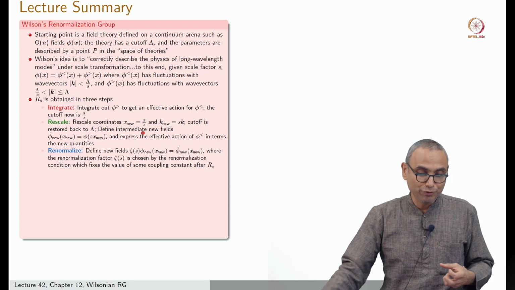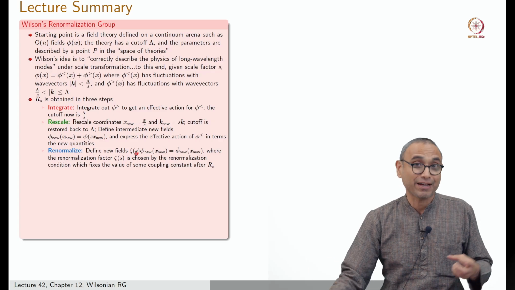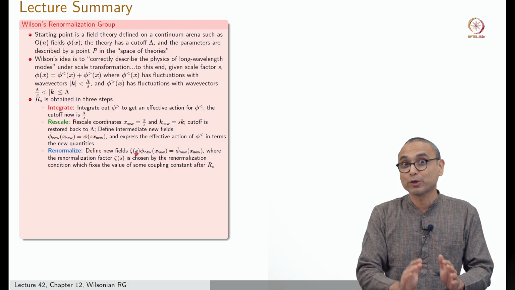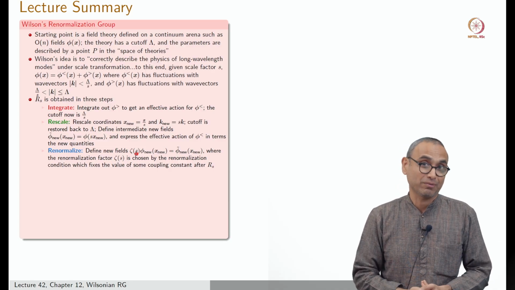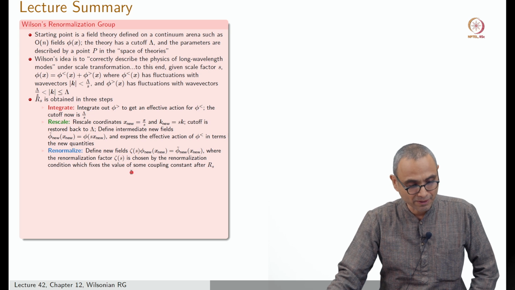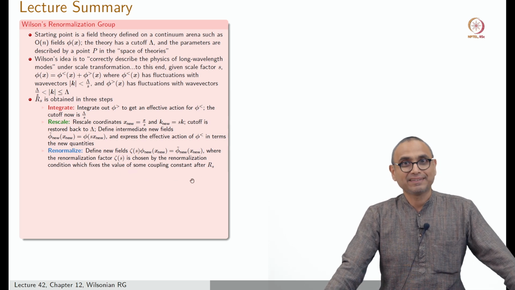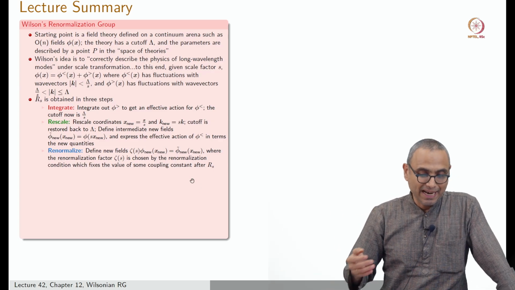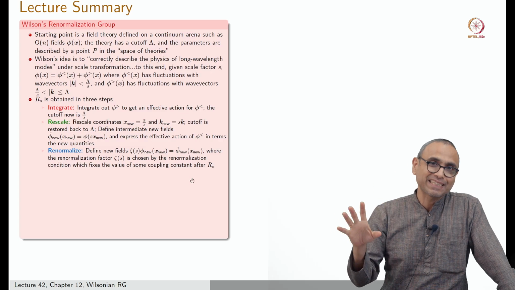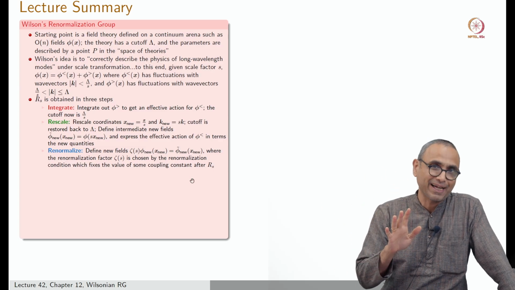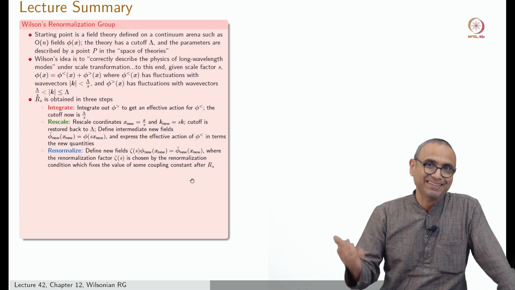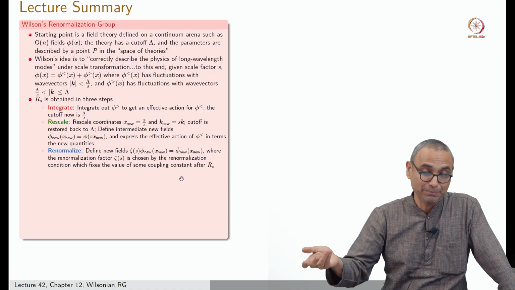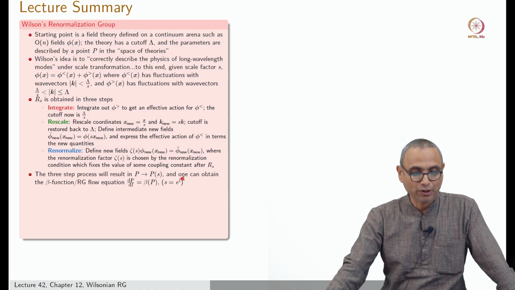We define the new fields with some renormalization factor zeta of s, and zeta of s is chosen to reproduce some known fixed point that you are working around. This will fix all the parameters that are required, and you will get a new action, and the new action typically will have the same form as the old action. RG will therefore produce a set of new coupling constants which are s dependent.